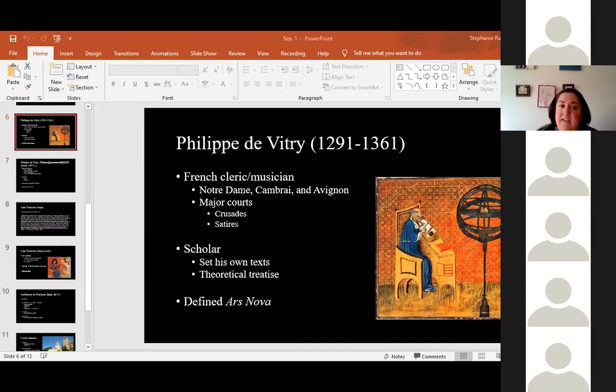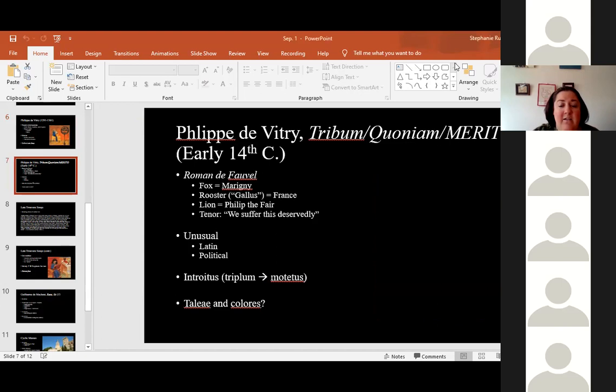As a scholar, he set many of his own texts and established his musical reputation by writing a theory treatise. And in fact, de Vitry we know as one of the writers who defined ars nova. So that term that we encountered at the beginning of class, de Vitry was the writer who codified that term. So the piece of de Vitry's that we're looking at is an isorhythmic motet.